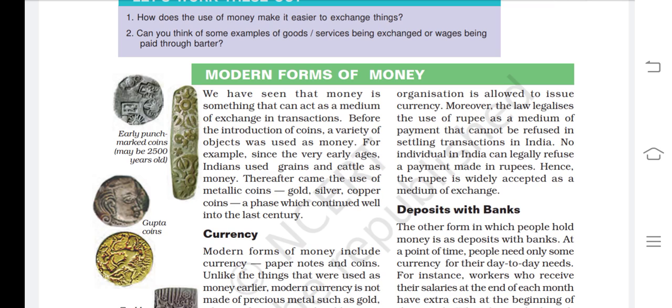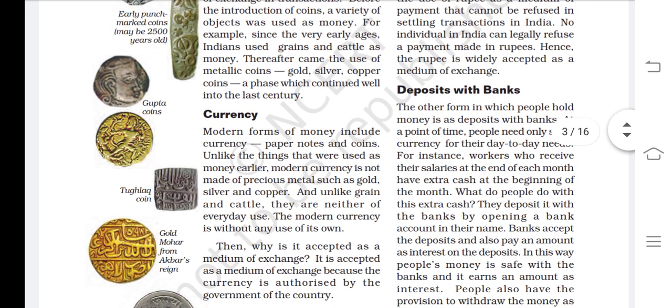Okay. Now, the first form of money here is currency. Currency means paper notes and coins. Paper notes, 10 rupees, 20 rupees, coins, 5 rupees, 2 rupees, 1 rupee. The things that were used as money earlier, modern currency is not made of precious metals such as gold, silver and copper. Means in the ancient time period, you were using metallic coins that were of gold, silver, copper. But in today's life, the money is not made of gold or silver.